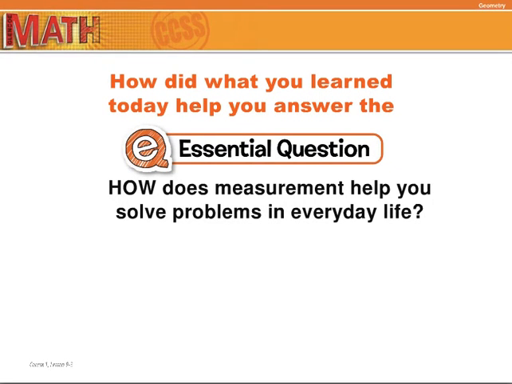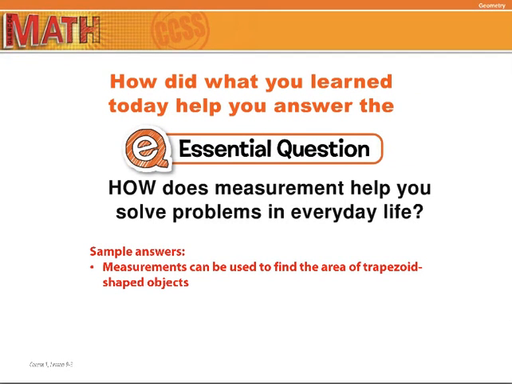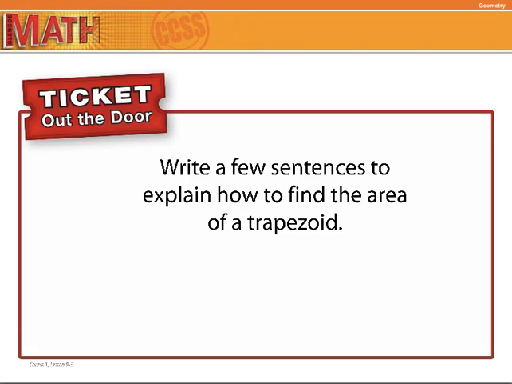How did what you learned today help you answer the essential question? How does measurement help you solve problems in everyday life? Well, goodness. Write a few sentences to explain how to find the area of a trapezoid. So I want you to use your words and give me a pretty good description of how you would explain to somebody else how to find the area of a trapezoid. When you're done, go ahead and summarize and come up with a question for this lesson, and you will be all done.